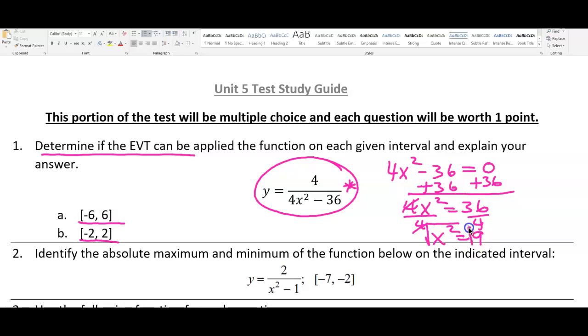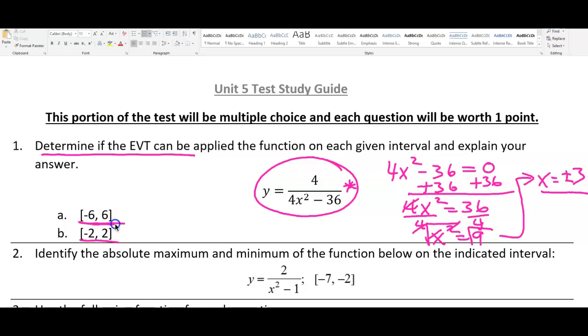Common mistake people make here is they forget that when you take a square root, you always get a positive and negative answer. Try not to miss that on your test tomorrow or Thursday. So there are two places where this function would have a discontinuity. One is at positive 3 and one is at negative 3.